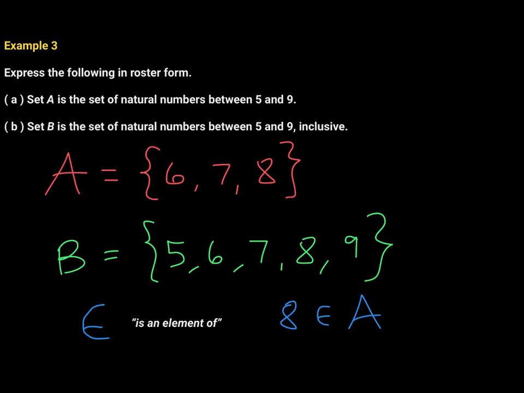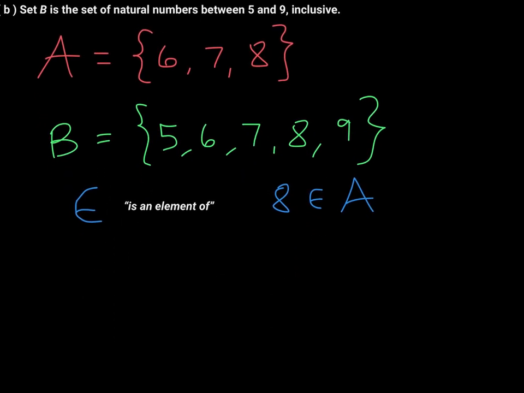Now, we may also write, let me move this up just a little bit, let's say 5 is, watch this, not an element of set A. 5 is not listed in set A. So this means 5 is not an element, right? It's not part of set A. So you're going to see this symbol a lot, so you may want to get used to writing that out.